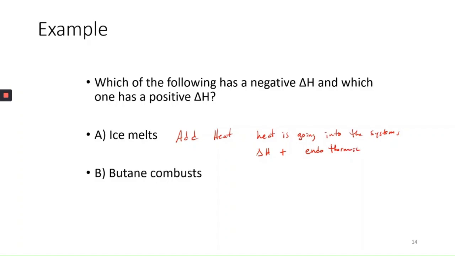Butane combusts. That means heat is leaving the system. So delta H is negative, and this is exothermic. That's why we burn fuels to heat our houses and all of that, because so much energy is being released as heat.